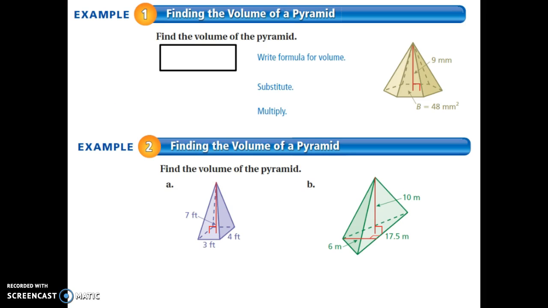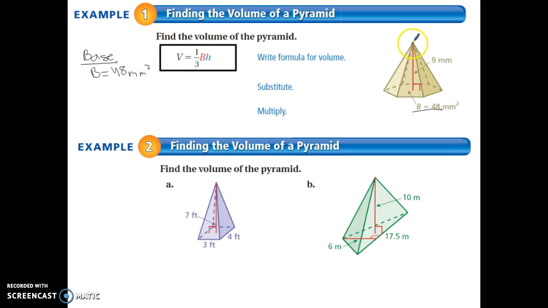To find the volume of the pyramid, the first thing we're going to do is write down our formula. Again, V equals 1/3 base times height. If we look to the pyramid to the right, they give us B. The area of your base here is already given to us. B equals 48 millimeters squared. So then all we need to do is find our height.